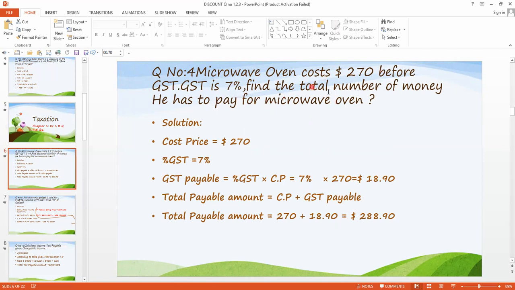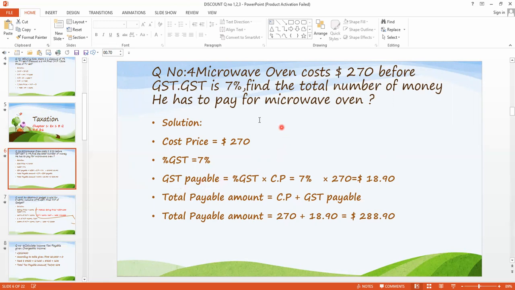What is the actual cost of the microwave oven? Look at the question. It is $270. And what is the percentage of GST? It is 7%. And what do we have to find out? We have to find the total bill he has to pay for buying this microwave oven. Clear? So we come to the details. Cost price, it is 270. GST percentage is equal to 7%.